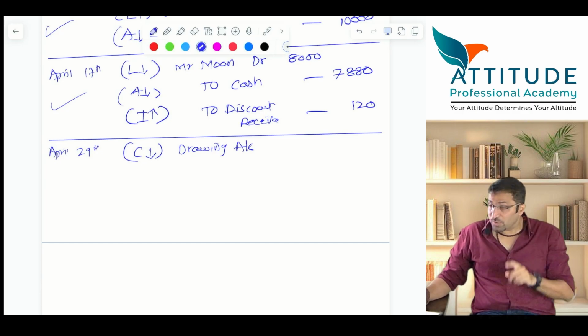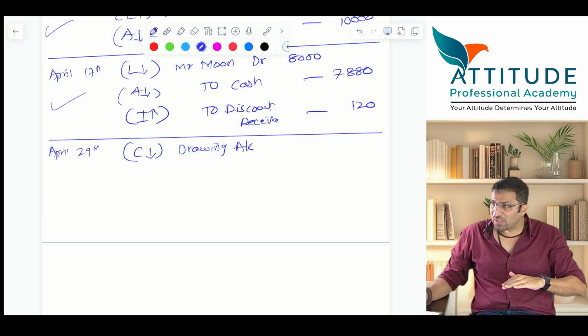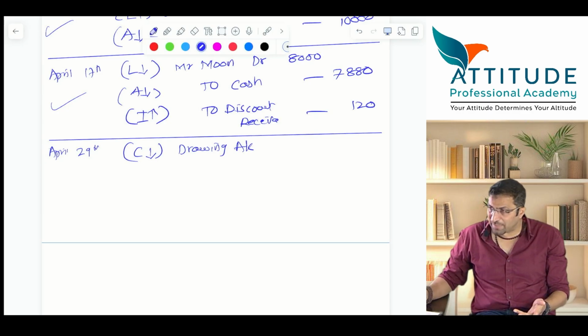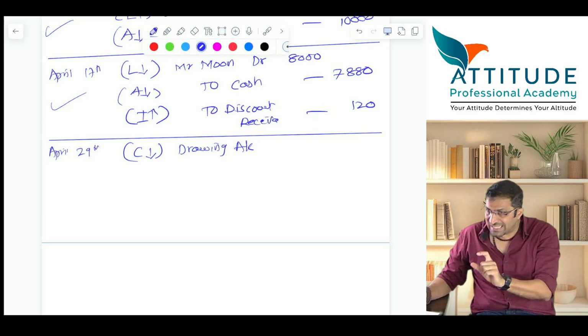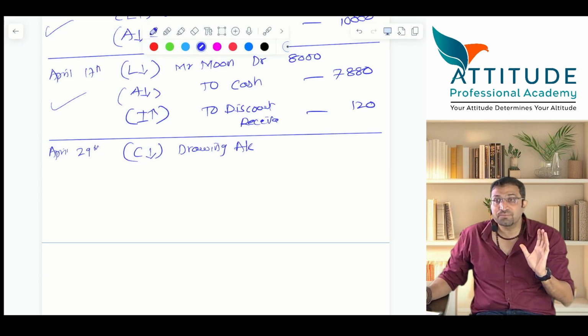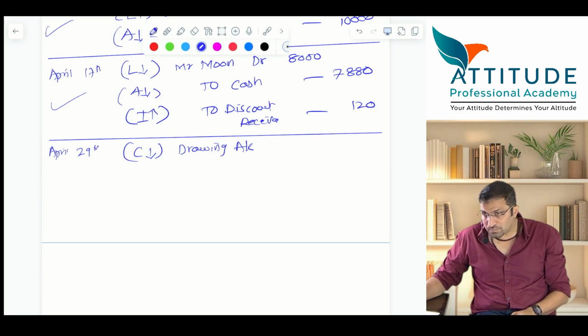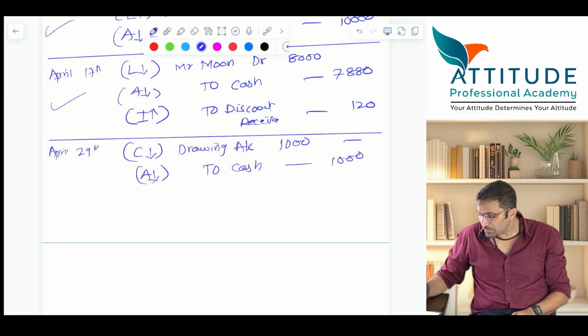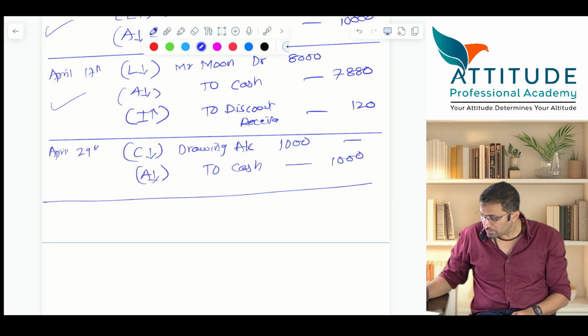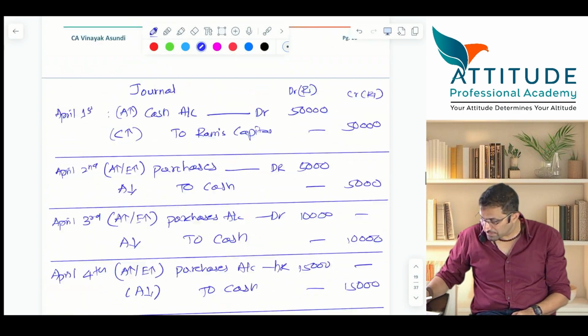Apply the rules. When the owner withdraws the money for his personal use, his capital what? Reduces. So directly you can say capital, but I'm putting it as what? Drawings. This is representing capital. Is that clear? Amount 1,000. To cash. Asset comes down. Clear? Any difficulty, guys? Yes, 29th is done.